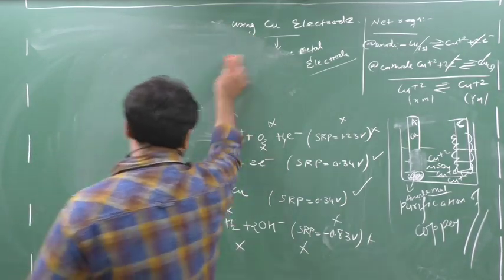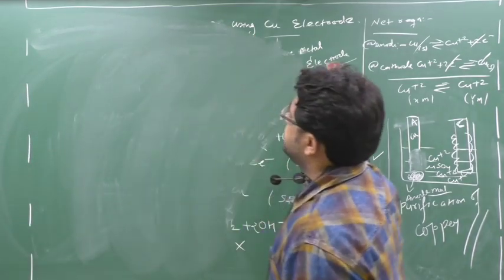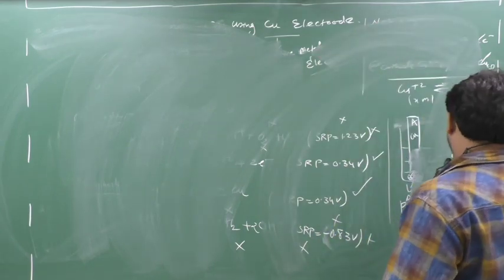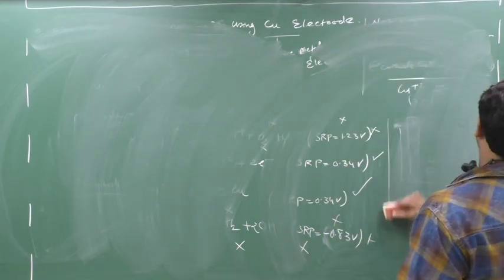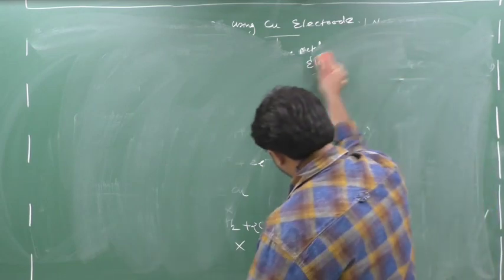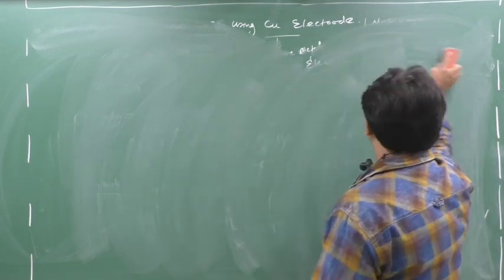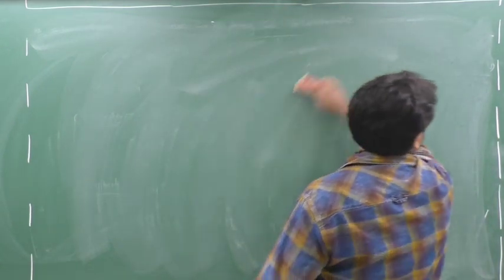Next portion, in this I will go for the 7th topic, that is the electrolysis of Na2SO4. Clear? So you can write down the topic.